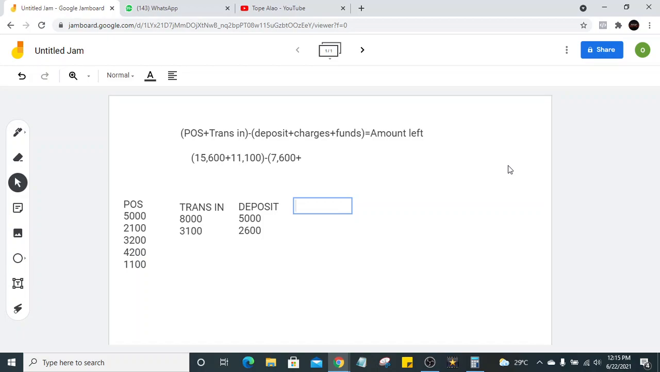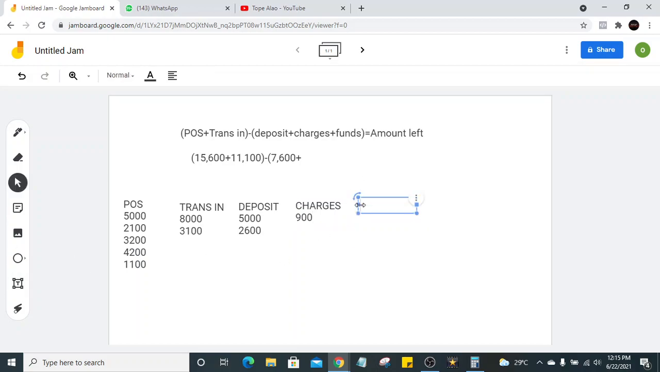So you have to add the charges together. Let's say in this case, this person pays you 100 naira. Let's say all of them pay you 100 naira for simplicity's sake. So 100 naira plus 100 naira, that's 200, 300, 400, 500, 600, 700, 800, 900. So that's the total charges. So charges is 900.